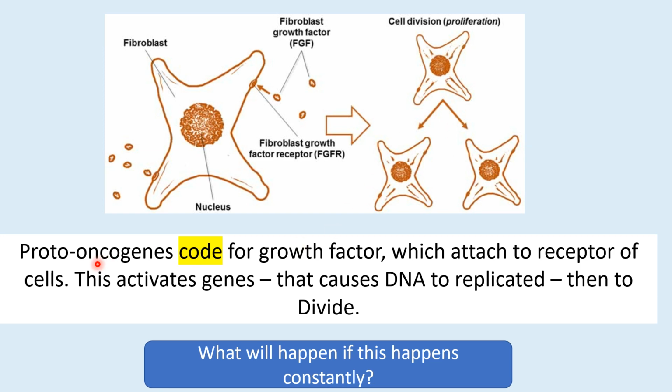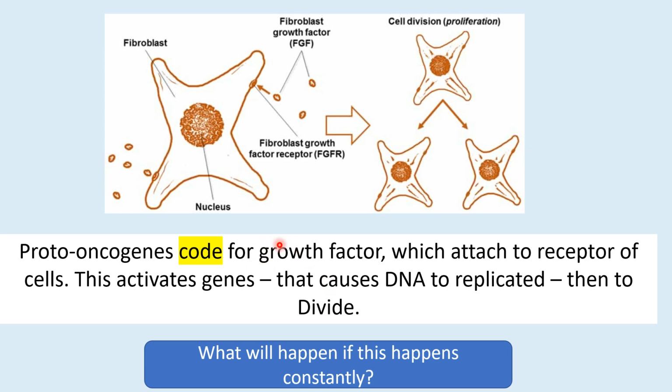What really happens, the full story, is this: you have proto-oncogenes. These are genes that code for growth factors. So it causes the cell to make lots of growth factors. And these growth factors go around the body and attach to receptors of cells. When they bind to the receptor of cells, it causes the cell to start dividing, to undergo mitosis. This is what happens normally.